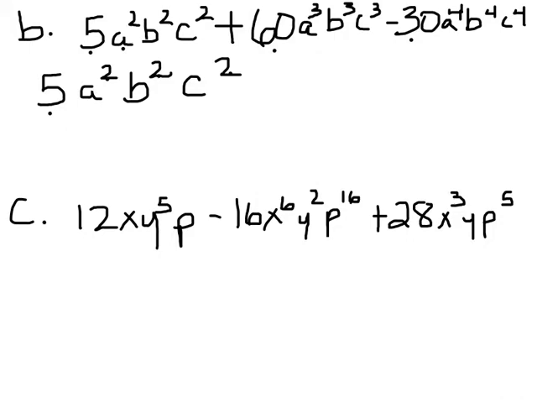So 12, 16, and 28. Well, 2 will go into all of those, but there's a bigger one. 4 will actually go into all 3, so I'm going to pull out 4. And here I have an x to the first power, so I'm always going to have to use that. Y to the 5th, y squared, and y, so I'm going to have 1y. And then here I have 1p, so 4xyp would be my greatest common factor.